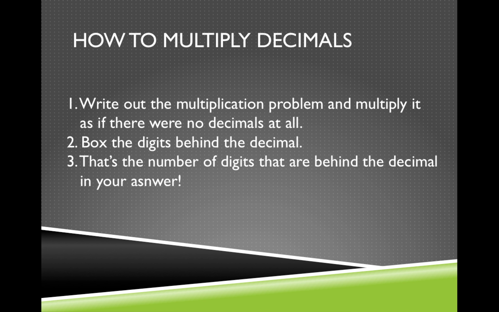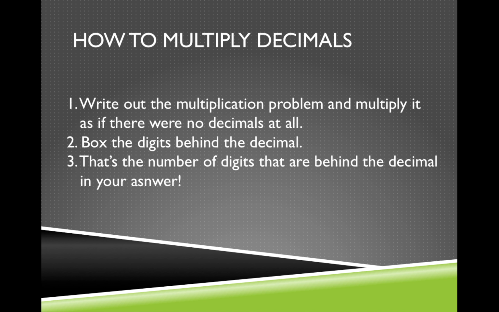So how do you multiply decimals? It's 3 easy steps. The first step is write out the multiplication problem and just multiply it as if the decimals weren't even there. Just pretend like they're not even there. Do the entire multiplication problem all the way until the ending when you get your product, your answer.